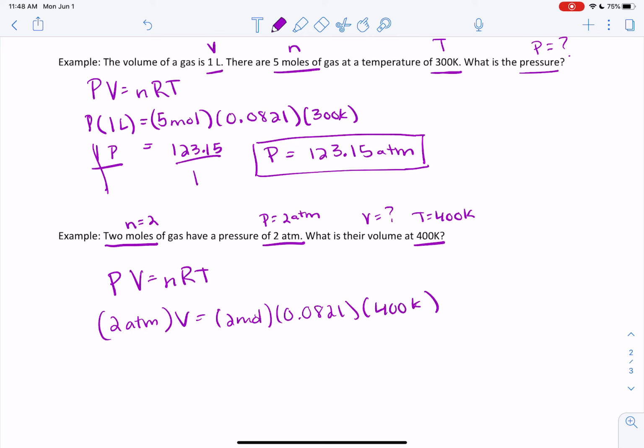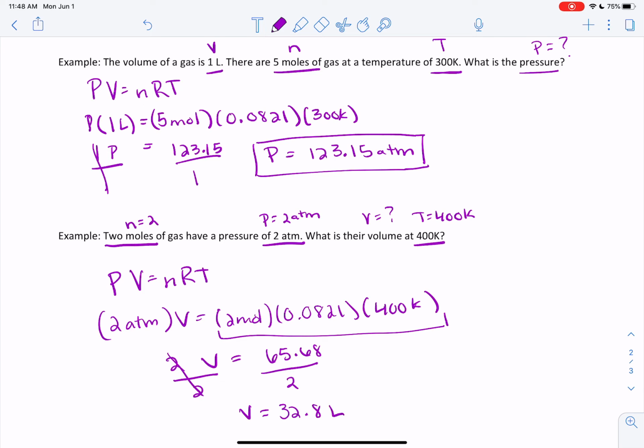So let's try and solve this. First, we're going to start on the right, put this in our calculator. 2 times 0.0821 times 400 gives you 65.68. So we have 2V equals 65.68 divided by 2, right? We want to get that V by itself. And you end up with V equals 32.8 liters. Remember, the unit for volume is liters. And that would be our final answer.